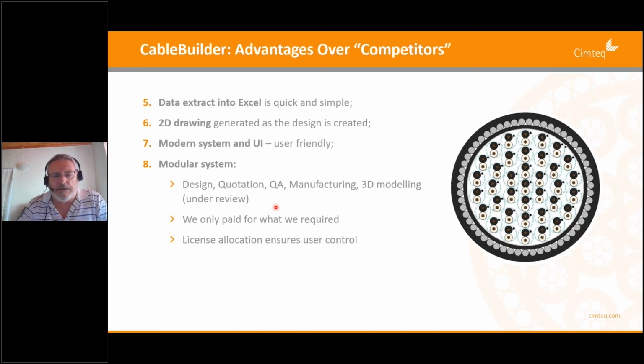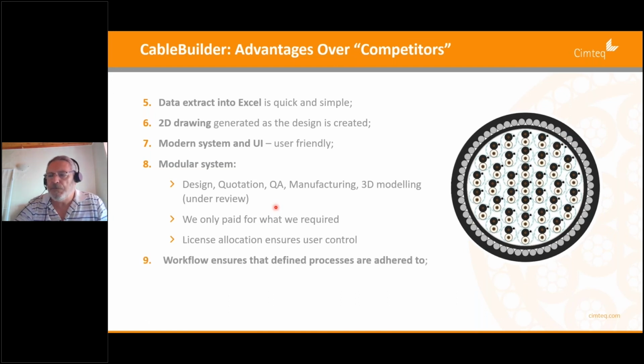And then license allocation, the financial people will not want design people messing around with costs, and the design people won't want financial people messing around with designs. So your license allocation ensures that the user rights are what they should be, and that you do not have one person mixing in another person's sort of domain.